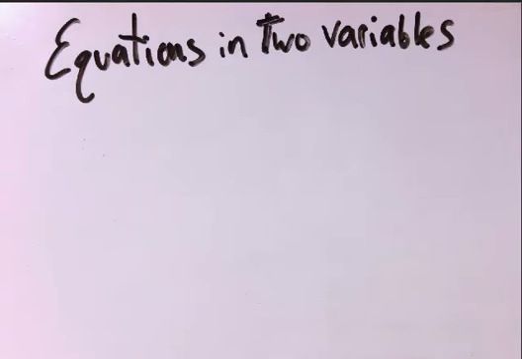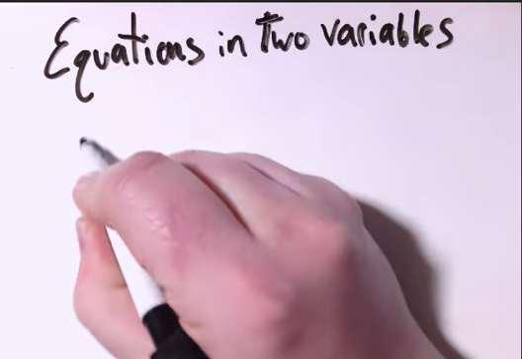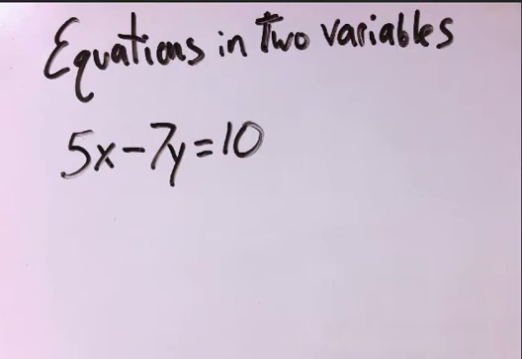Hello, so today we're going to go over equations in two variables. So basically with this here, you're going to see equations with two variables, so two letters in them. So if we were given this equation, 5x minus 7y equals 10, and we were asked to solve for y, what would be the first step that we do?